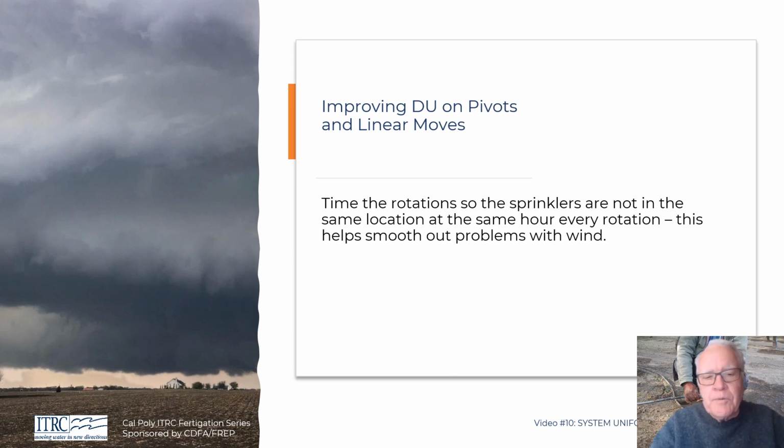On pivots and linear moves, we also try to vary the rotation so that the machines aren't always in exactly the same place every time they rotate. And that's because wind can distort the overlap patterns, and wind patterns in most areas tend to be consistent. You have one type of wind, one wind speed, and one direction of wind at 3 o'clock in the afternoon versus 7 a.m. in the morning. And so varying it a bit helps to smooth out these problems.